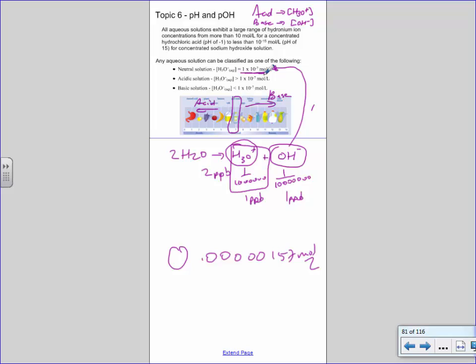That makes sense? That's why. Because 1 times 10 to the minus 7 is 0.000000123, something like that. I might have missed a 0, right? It's annoying to try to write this number every single time.